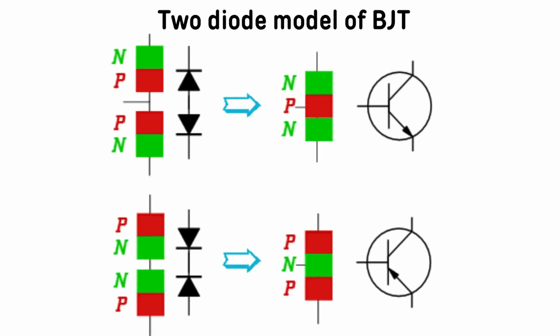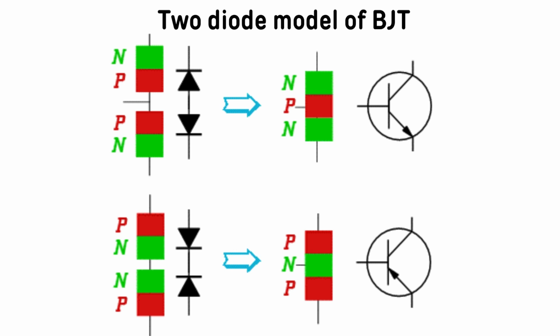Two diode model of BJT. Now we can connect two diodes back to back. To create an NPN transistor, we need to consider one NP and one PN. Then we have an NPN transistor. If we connect one PN material and one NP material, then we'll have a PNP transistor. But in practice, we cannot use two back-to-back diodes.